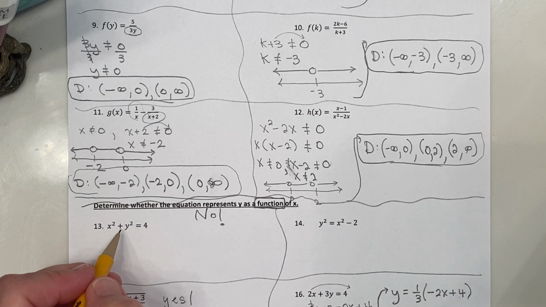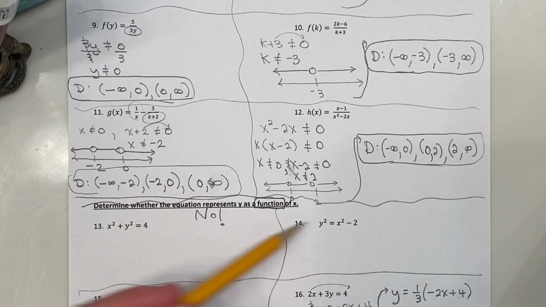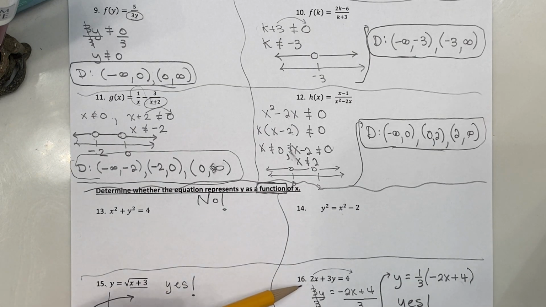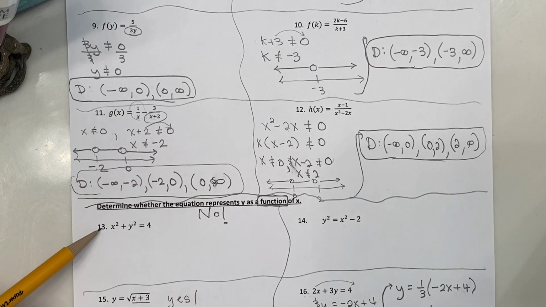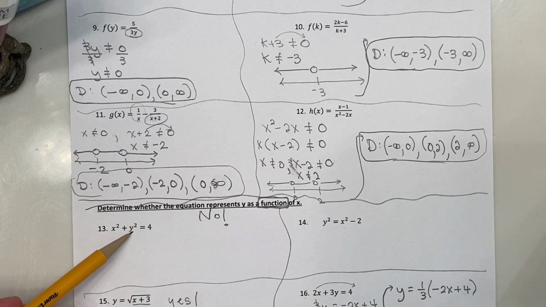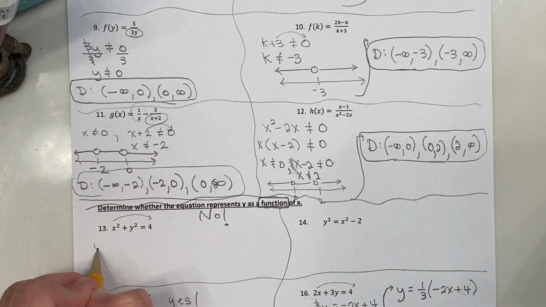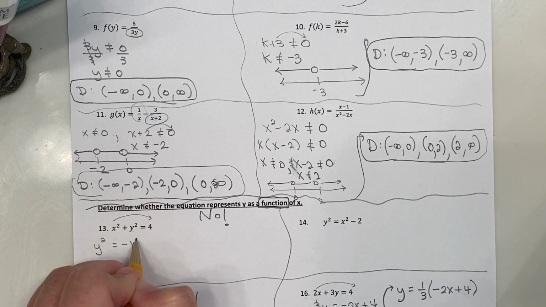So for me, what I do is I begin to solve any equation that's not solved for y. These two were solved for y equals. This was an easy solve for y equals. I take 13 and I go ahead and I try and solve for y equals. So let me subtract the x squared to the other side. So y squared stays by itself on the left side of the equation equals negative x squared plus 4.